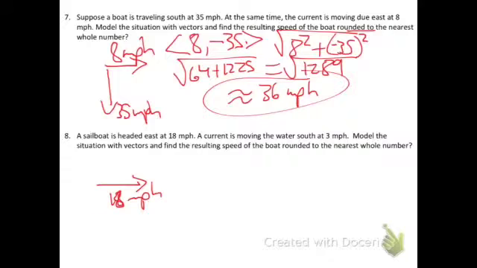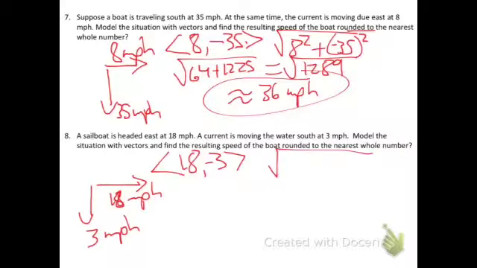But the current is moving south at 3 miles per hour. And so those two bits are going to make our components 18 and negative 3, because, well, south, we're going to say it's negative. And now we need to get the magnitude, or the speed. So you're going to take 18, square that, take negative 3, and square that.